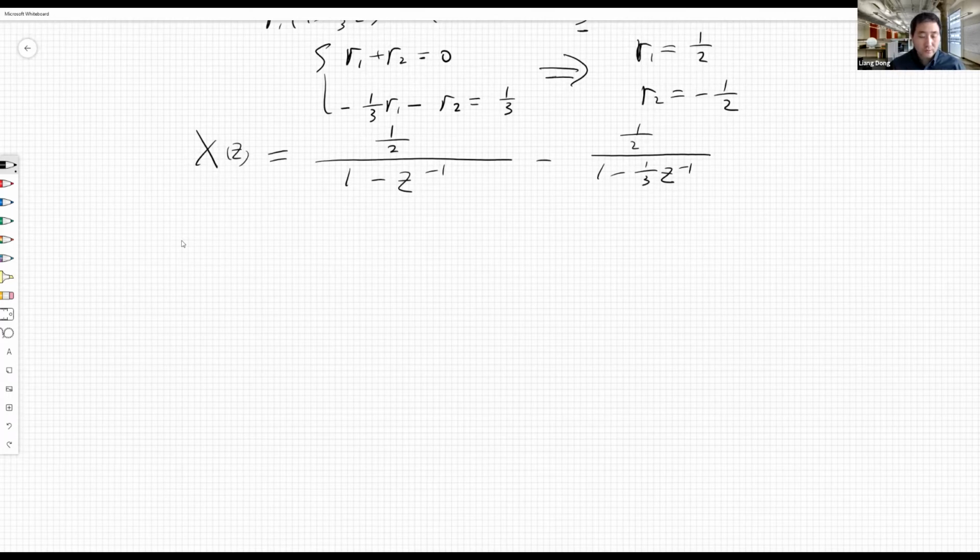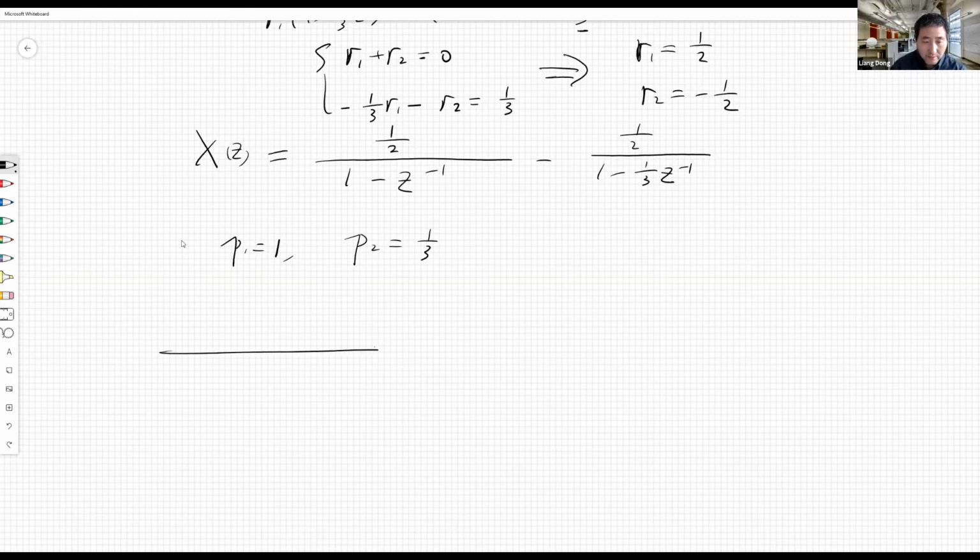Now I need to do the inverse Z transform back to the time domain. Remember, we are lacking the definition of region of convergence. I'm not given the region of convergence, so there are multiple answers. We know that I got two poles: P1 is equal to 1, and P2 is equal to 1 over 3. They are given by those two denominators.